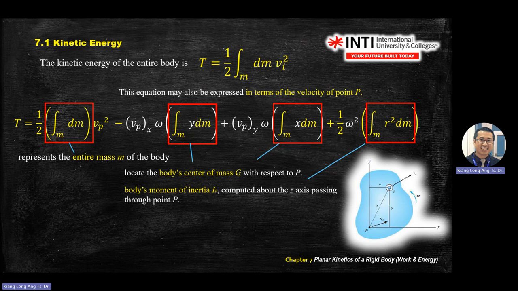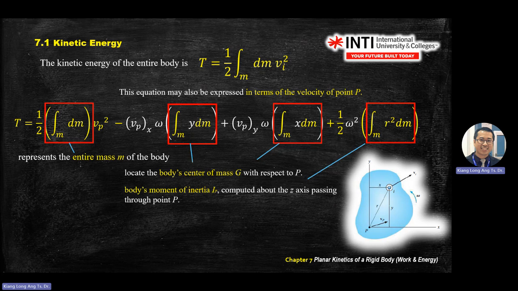When we looked at particles in the previous chapter, we only looked at the first part, half mv square. But when you look at rigid body, you have another two components you need to pay attention to. One is the mass effect, there is mv square. You need to consider what happened to the center of mass, which is your IXX, IYY, or the IG effect. And also the moment of inertia effect, R square, I, moment of inertia I, and center of mass at G, and so on.